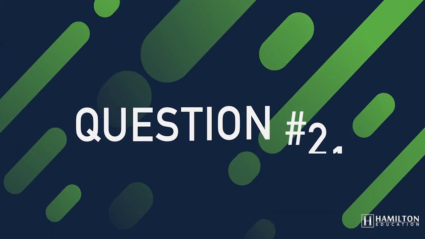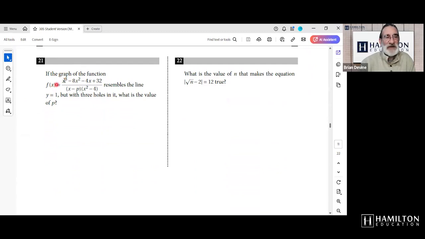Number 21, if the graph of the function f of x equals x cubed minus 8x squared minus 4x plus 32 resembles the line y equals 1, a horizontal line, but it's got 3 holes in it. Well, to have 3 holes means we factored away 3 things on the bottom. And note that we can write this as x minus p times x plus 2 times x minus 2. So to equal the line y equals 1, that fraction must equal 1 for every number we stick in, but p, 2, and negative 2.